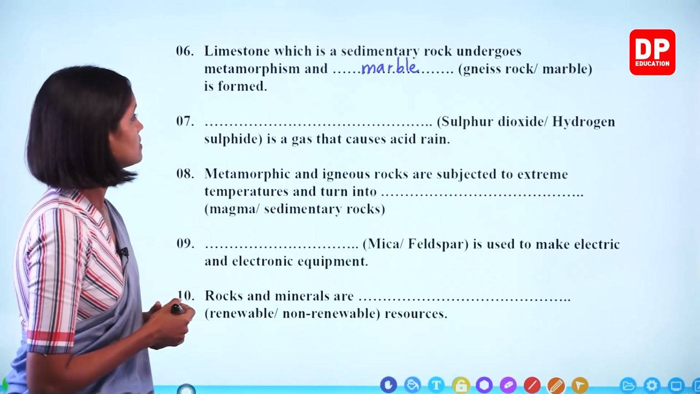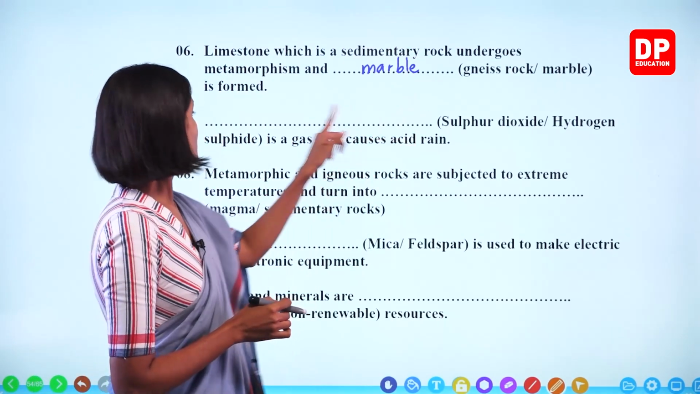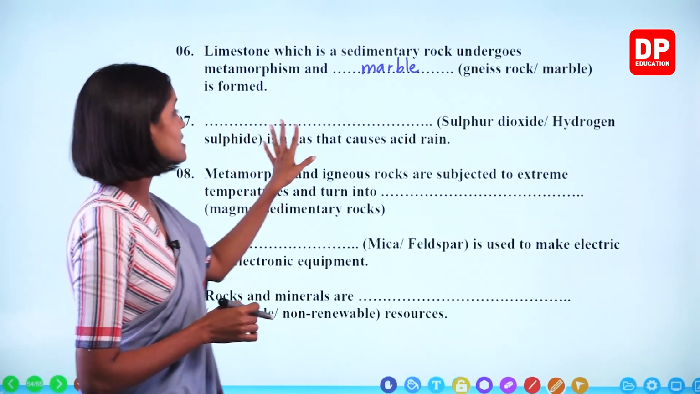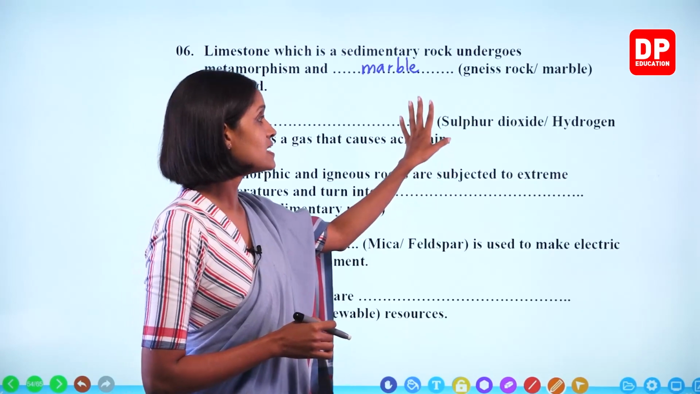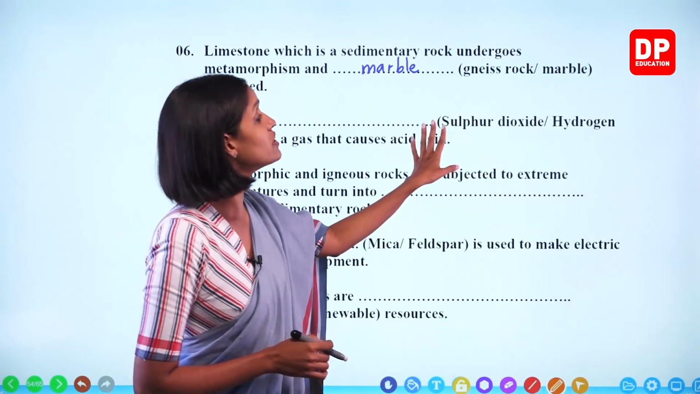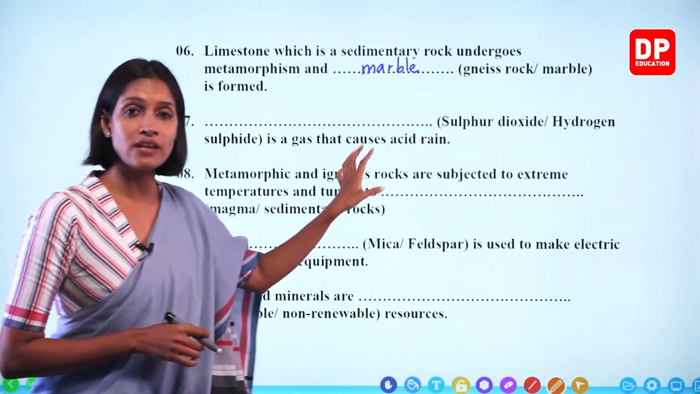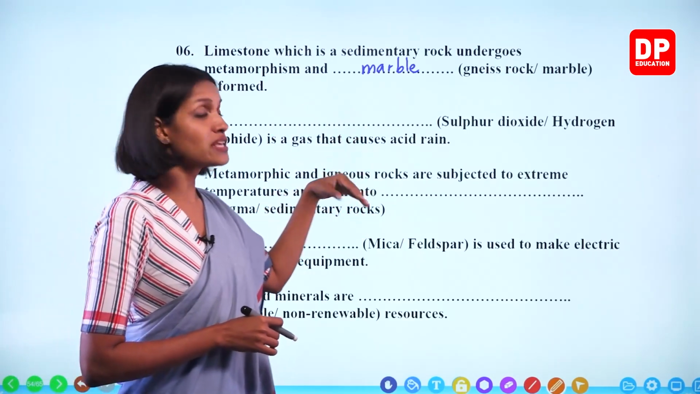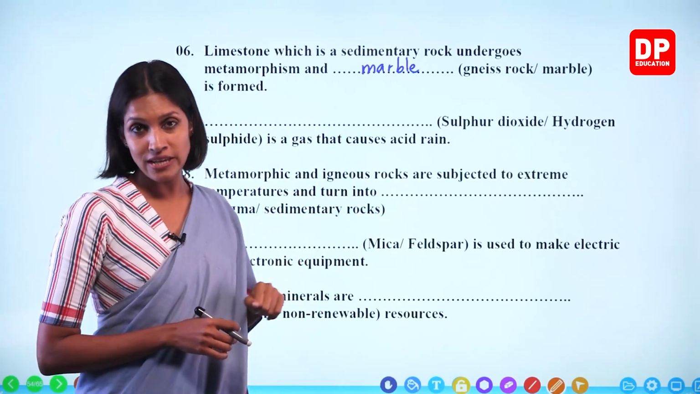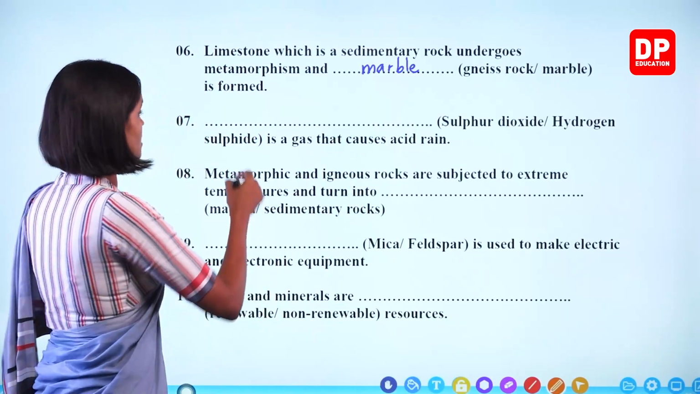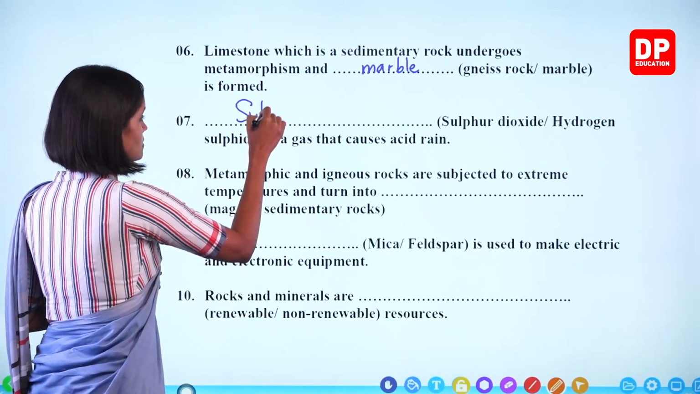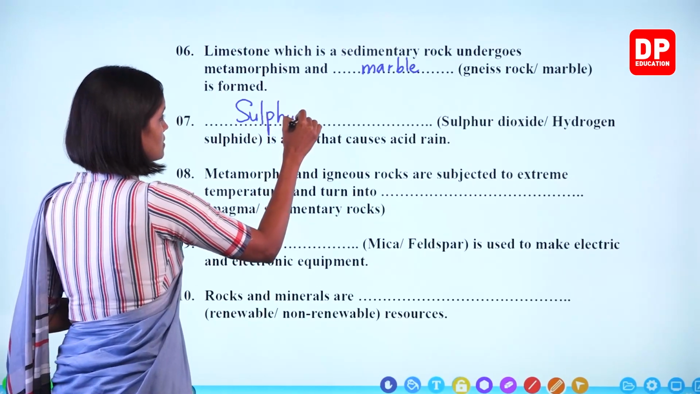Number 7. Sulfur dioxide or hydrogen sulfide is a gas that causes acid rain. So out of these two gases, the answer is sulfur dioxide. When sulfur dioxide dissolves in rainwater, it makes a certain form of sulfuric acid. Okay, therefore rain becomes acidic. So the answer is sulfur dioxide.